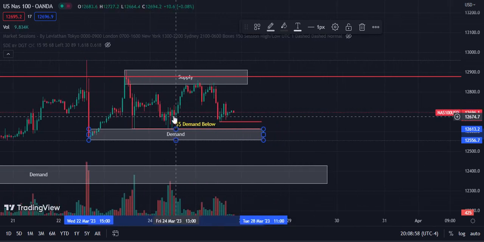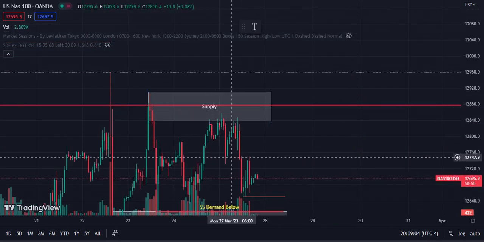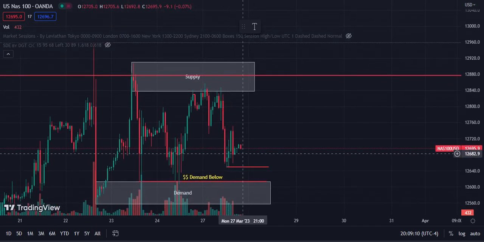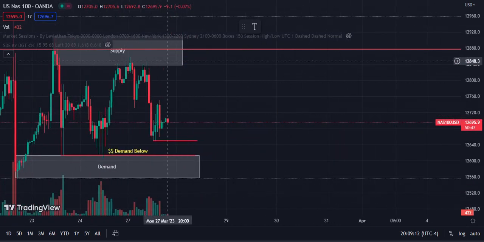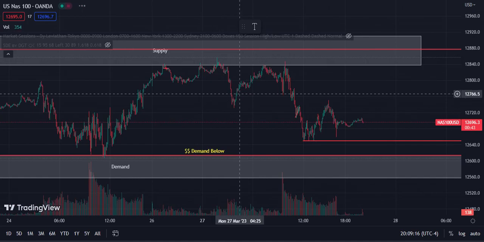What do I see? I see it start to rally into supply. I see a small break of structure. It goes down. It rallies back up into supply, and there we're gone. That was my trade for today. Actually, if I go on the 5 minute, that was my trade.